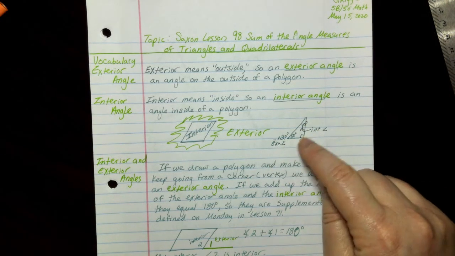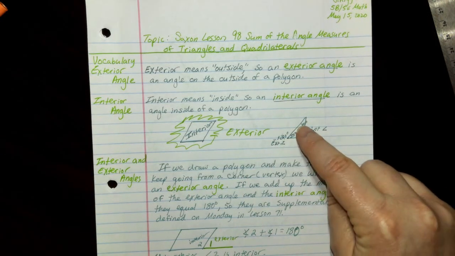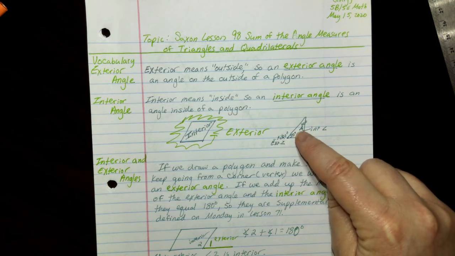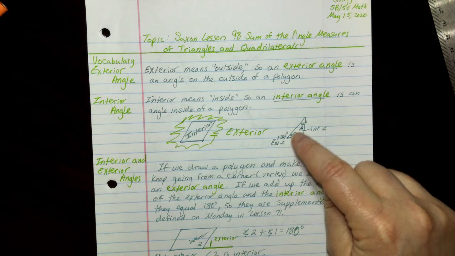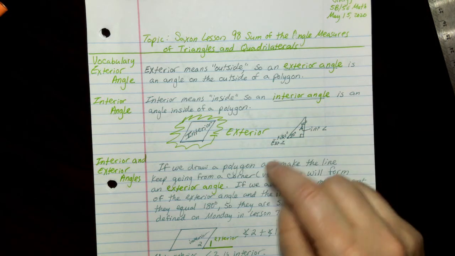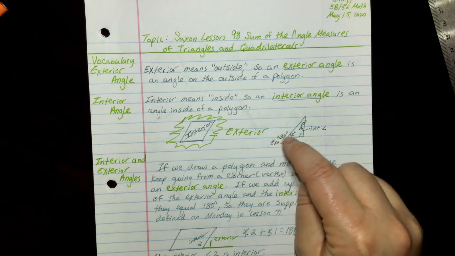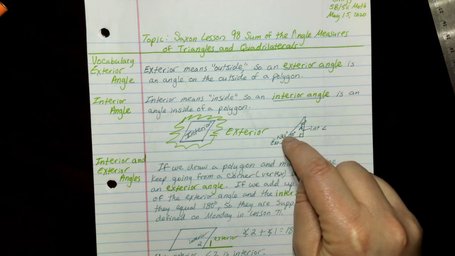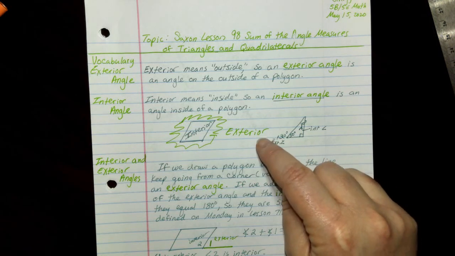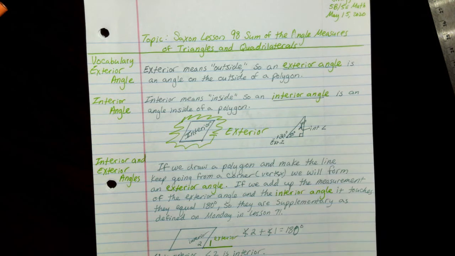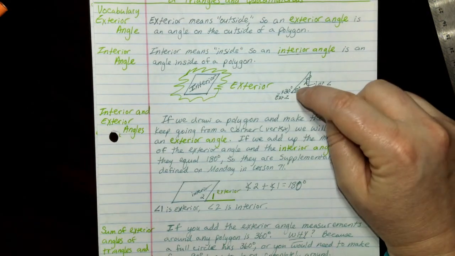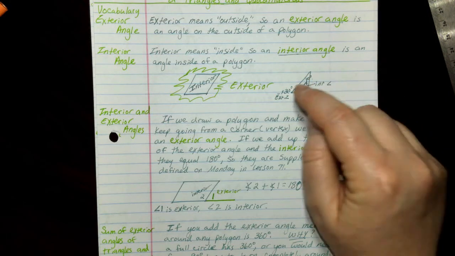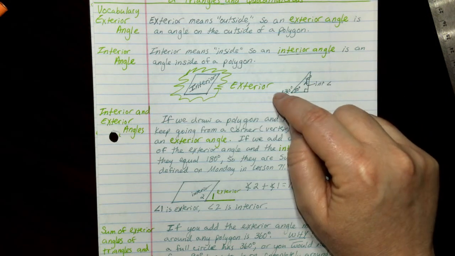Right here, I have a triangle. And I labeled 40 degrees and 50 degrees, and my little right angle. So 40 is an interior angle, 50 is an interior angle. But if I draw a little dotted line that comes out from this leg, 130 degrees would be an exterior angle. So interior, inside, exterior, exits to the outside.